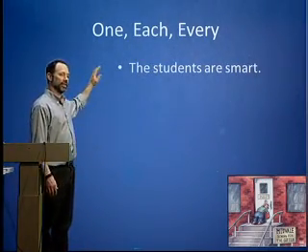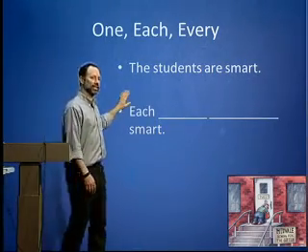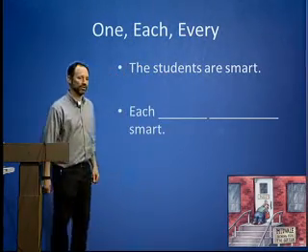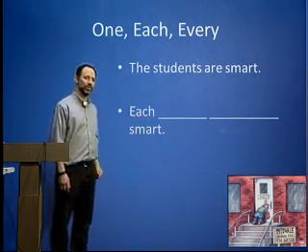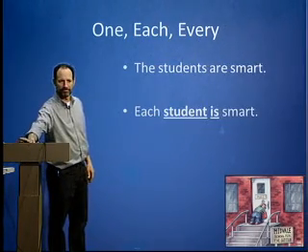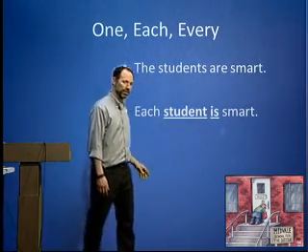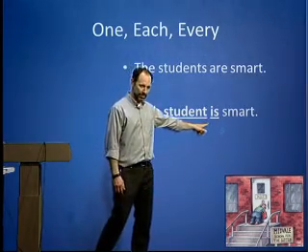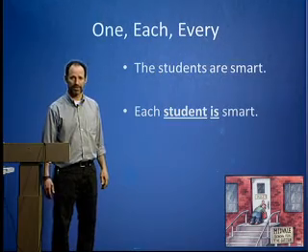Let's try it with each again, but this time with the verb be. So the students are smart. Each, what words would go in those two blanks? We have each student is smart. So after each, we have the singular noun and the third person singular of the verb. Each student is smart.